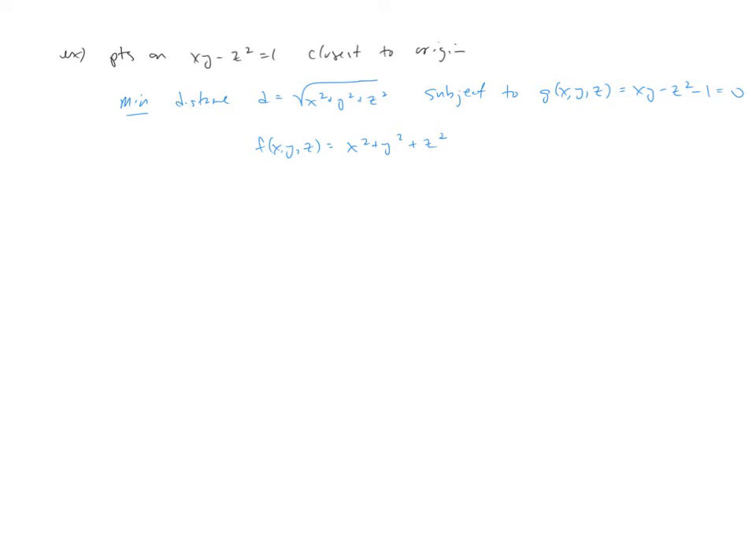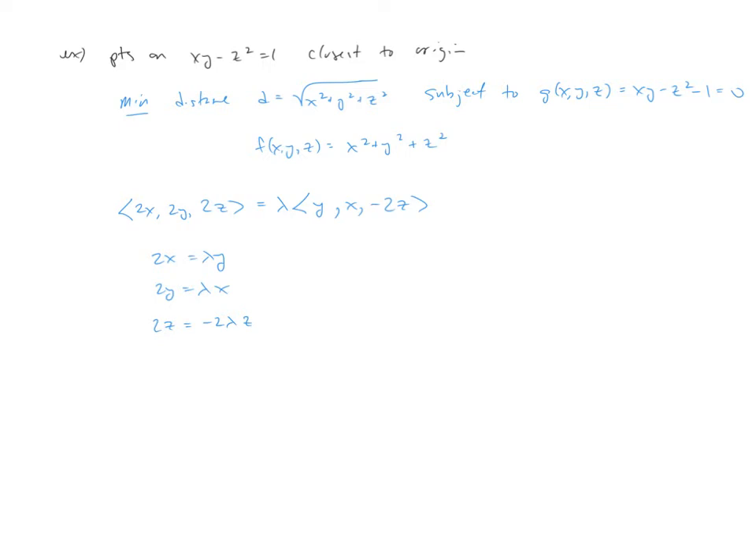Okay, so let's go ahead and get our Lagrange equation set up. So we're going to have a 2x, a 2y, and a 2z. So that's the gradient of f, going to be set equal to lambda times the gradient of g. So this would be a y, an x, and a negative 2z for that gradient. So then our system will look something like this. 2x equals lambda y, 2y equals lambda x, and 2z equals negative 2 lambda z.